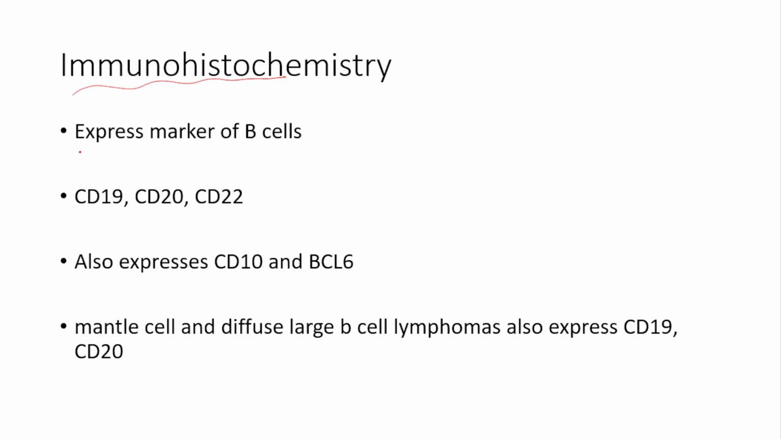Immunohistochemistry: the tumor expresses markers of B cells, CD19, CD20, and CD22, and it also expresses the CD10 and the BCL6 markers. Mantle cell and diffuse large B cell lymphomas also express the CD19 and CD20 markers.